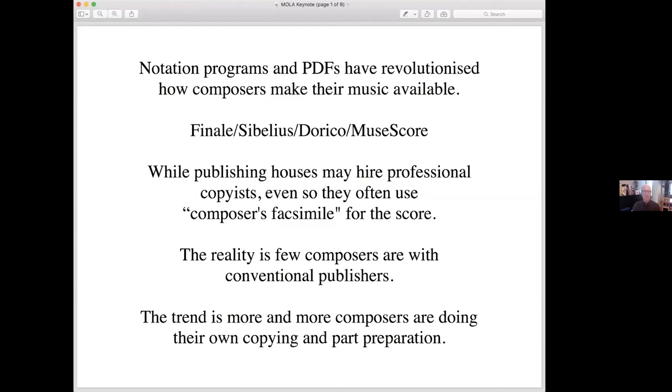It's absolutely true that in the last 20, 25 years, particularly 20 years, the notation programs and PDFs have completely revolutionized the way that we make our music available. Most of us are never going to be with the conventional publishers. We're using Finale, we're using Sibelius, we're using Dorico, we're using MuseScore. MuseScore is a free program if you haven't come across that. I have discovered very early composers are using MuseScore because it's free.